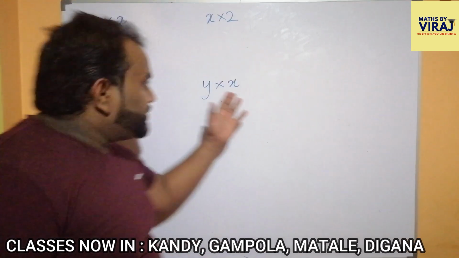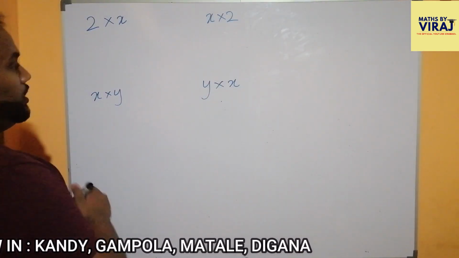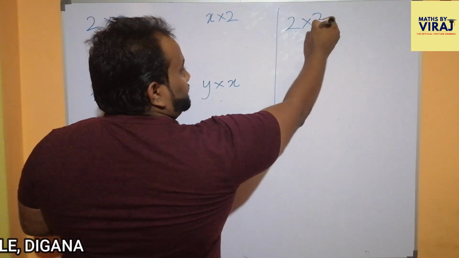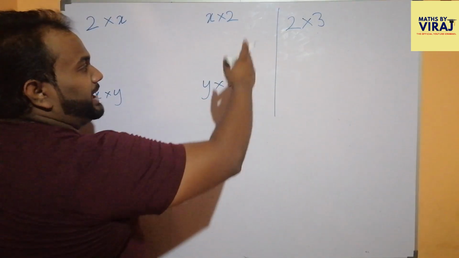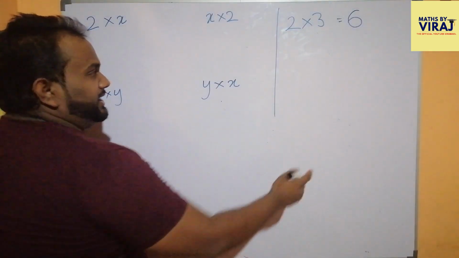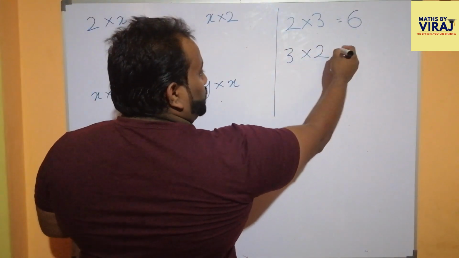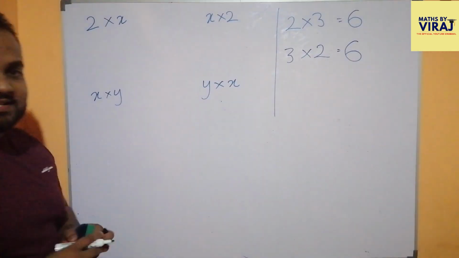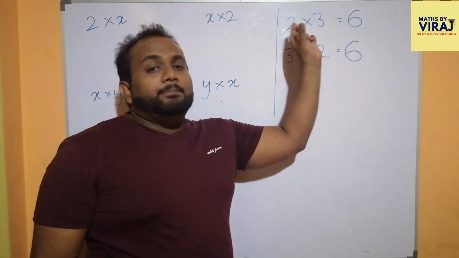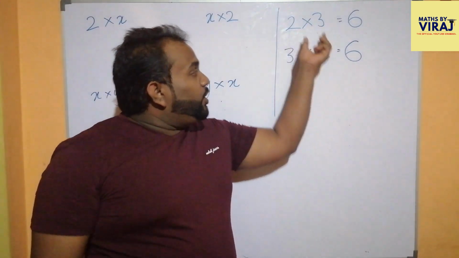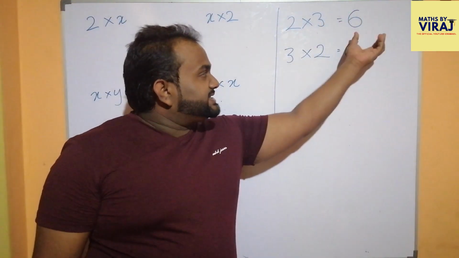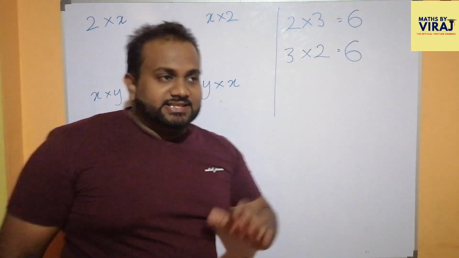Right children, now let's look at another example. What is the answer we get when you multiply 2 by 3? We know that 2 when multiplied by 3 gives us the answer 6. Similarly, if 3 was to be multiplied by 2, the answer is 6. So for the final answer, the orientation of the numbers that are multiplied, whether 2 is in front or behind, the final answer is the same. 2 multiplied by 3 is 6. 3 multiplied by 2 is 6.